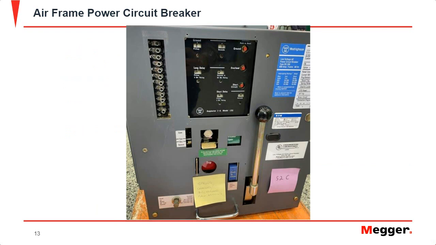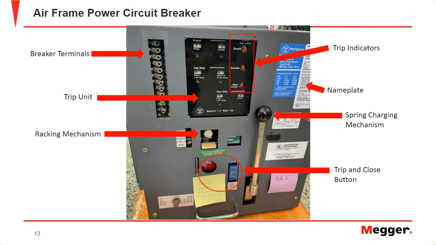Here we have a typical airframe power circuit breaker, and we're just going to take a look at the few components that we can see here. On the left-hand side, you have the breaker terminals. These are useful when you're trying to overcome ground fault when trying to test other functions of the breaker, so you can typically short certain terminals.